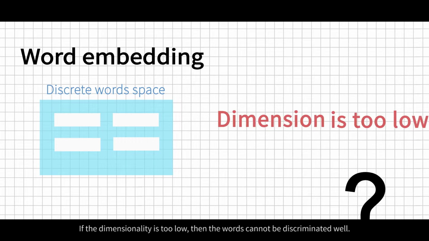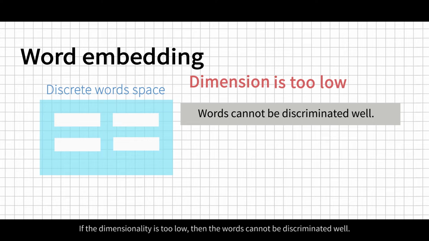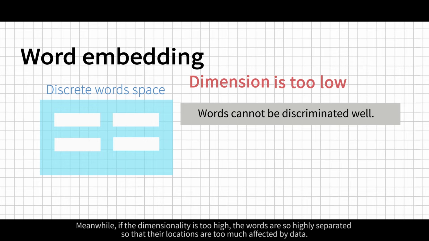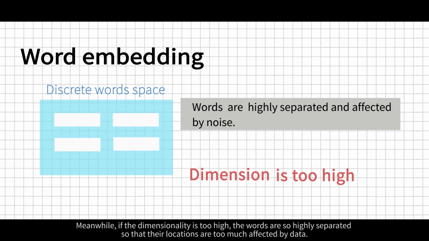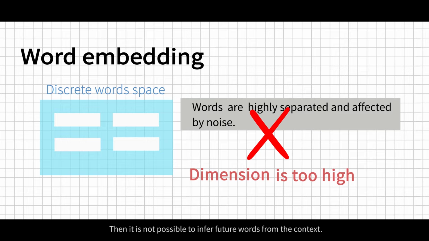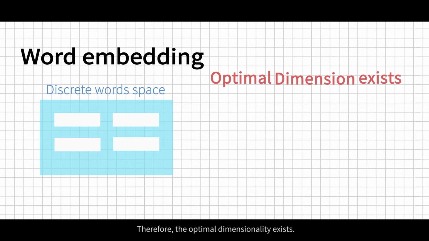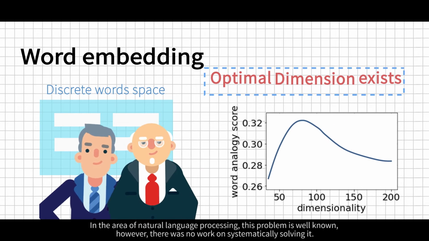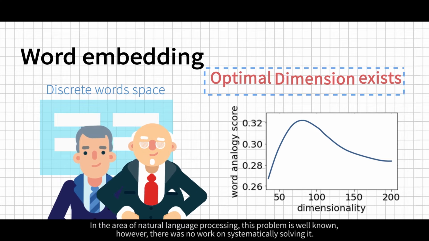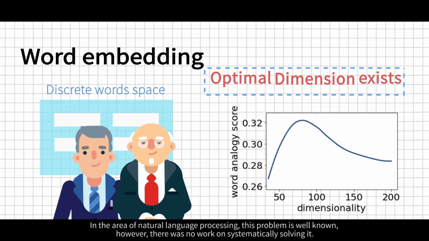If the dimensionality is too low, then the words cannot be discriminated well. Meanwhile, if the dimensionality is too high, the words are so highly separated that their locations are too much affected by data, then it is not possible to infer future words from the context. Therefore, the optimal dimensionality exists. In the area of natural language processing, this problem is well known. However, there was no work on systematically solving it.